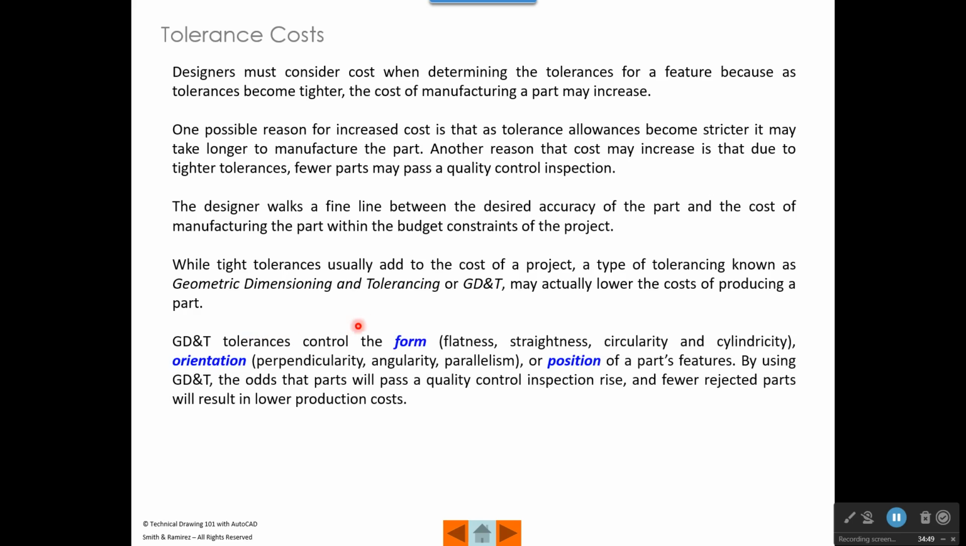GD&T tolerances apply to things like form, which could be the flatness of a surface, the straightness of a part, circularity and cylindricity, orientation, which could be the perpendicularity of a plane, or angularity, or the parallelism between two planes, or the position of a part's features. By using GD&T, the odds that parts will pass a quality control inspection rise, and fewer rejected parts will result in lower production cost.